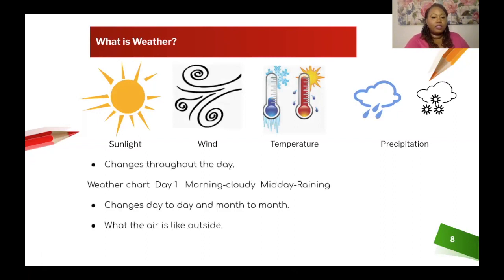So weather changes throughout the day. And I know when Ms. King filled out her weather chart, she noticed that on day 1, it was cloudy. But by midday on that same day, it started to rain. And changes not only happen throughout the day, but changes in weather happen day to day and month to month. Weather is what the air is like outside.